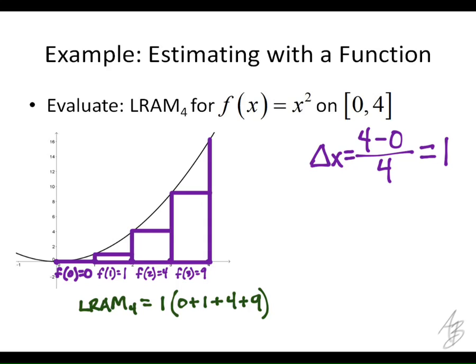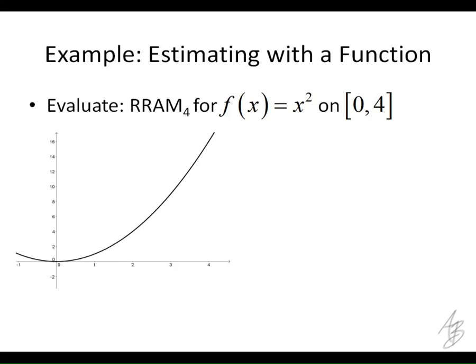And what do I get? So by breaking this up into 4 equal sized rectangles where the left endpoints are the height of each of the rectangles, we get an area of 14 under the curve. So here's what I want you to do then. Same thing, except use the right endpoints.